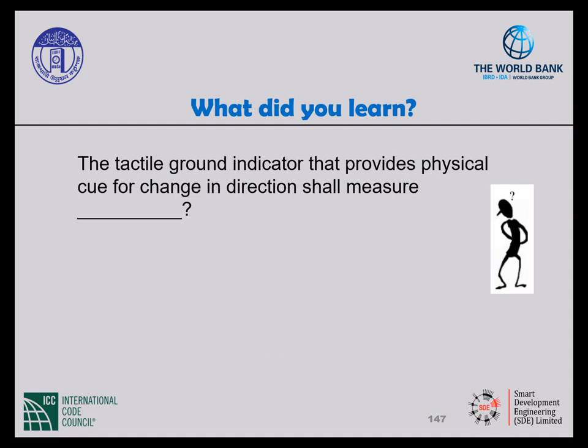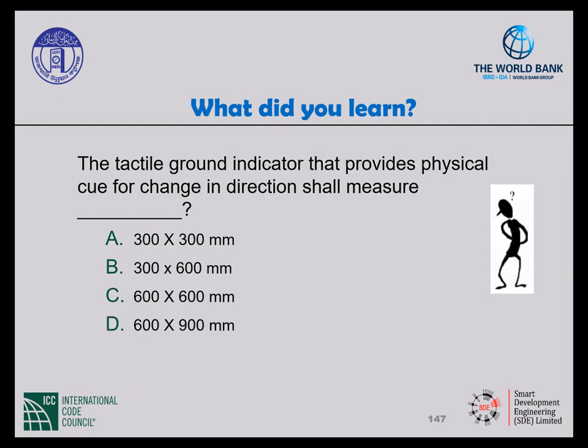What did you learn? The tactile ground indicator that provides physical cue for change in direction shall measure 300 by 300 millimeters, 300 by 600 millimeters, 600 by 600 millimeters, 600 by 900 millimeters. And the answer is 600 by 600 millimeters.